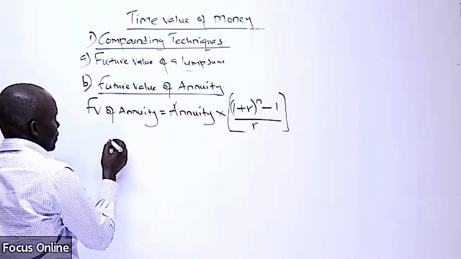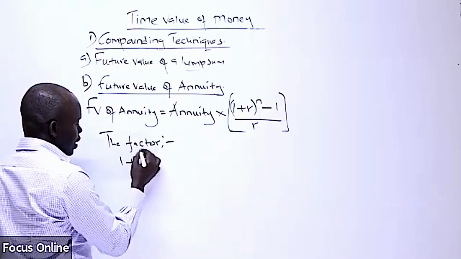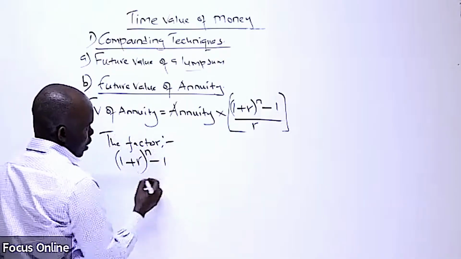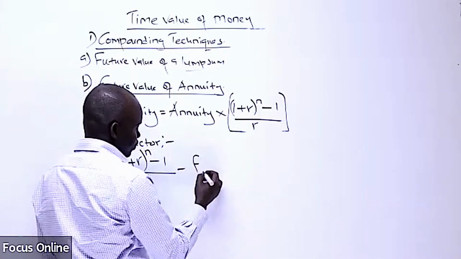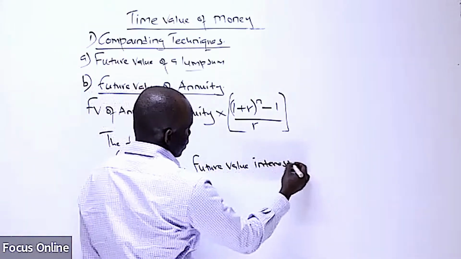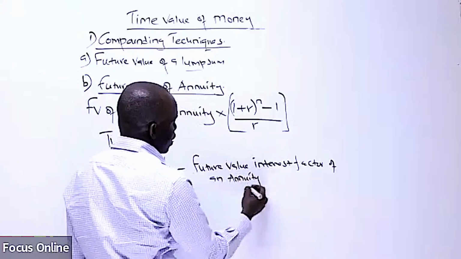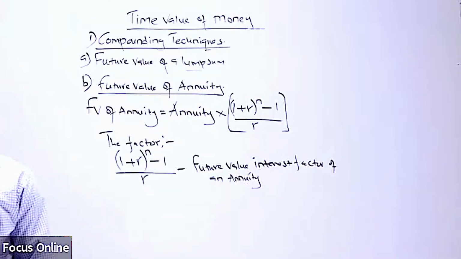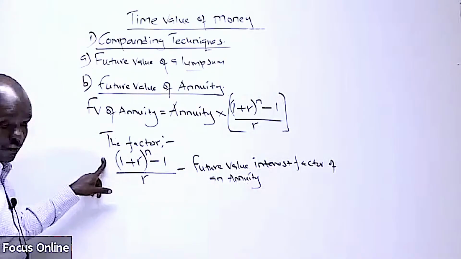This factor here, 1 plus r power n minus 1 over r, is called the future value interest factor of an annuity. Future value interest factor of an annuity. This one.